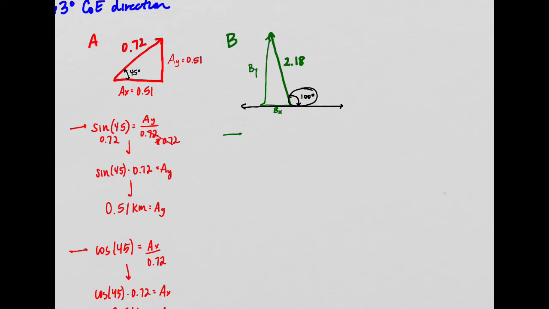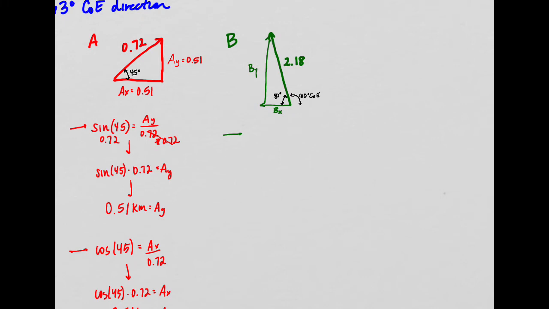I'm using too thick of a pencil. Our theta, and I want to erase all of this. Okay, our theta here, right here, is going to be 80 degrees because we're going in the 100 degree counterclockwise of east direction. So we have 80 degrees left. So inside our triangle, we have 80 degrees.